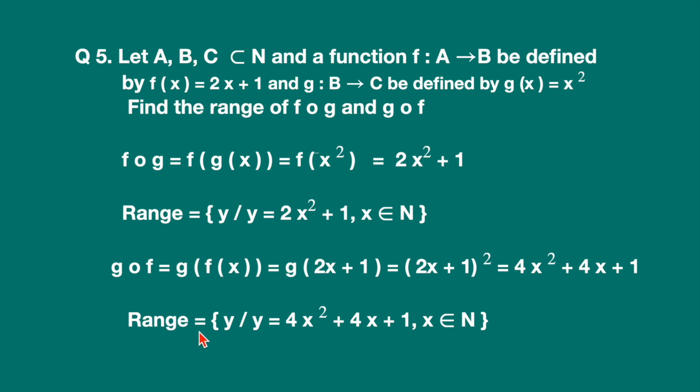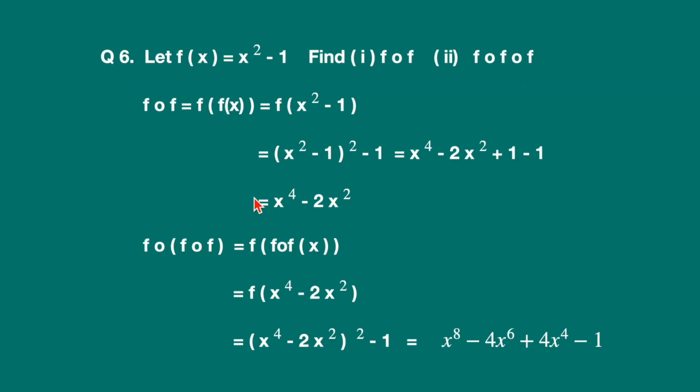So the range here, in this case, of GOF will be all the elements y such that y is equal to 4x square plus 4x plus 1, where x belongs to N. Question 6. Let f(x) is equal to x square minus 1. Find FOF and FOFOF. So let's find out FOF.